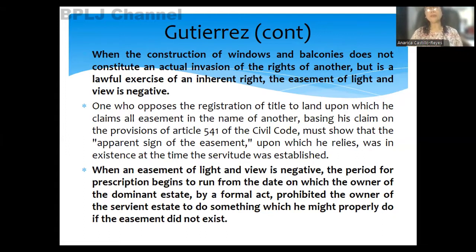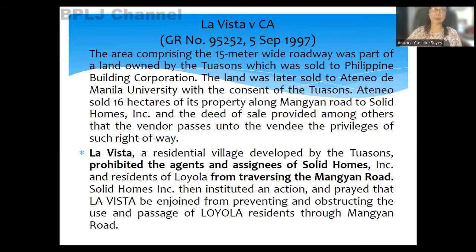When an easement of light and view is negative, the period for prescription begins to run from the date on which the owner of the dominant estate, by a formal act, prohibited the owner of the servient estate from doing something which he might properly do if the easement did not exist.